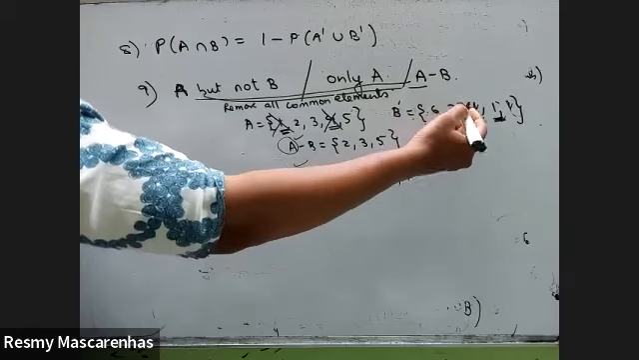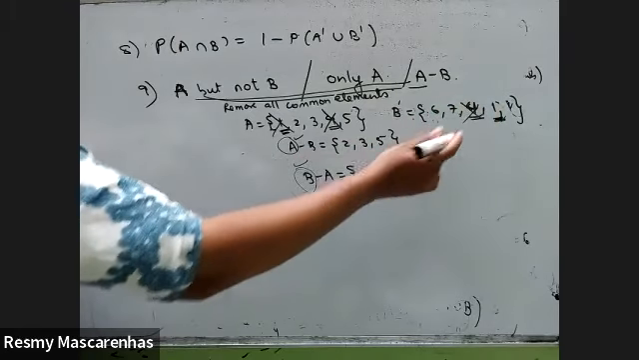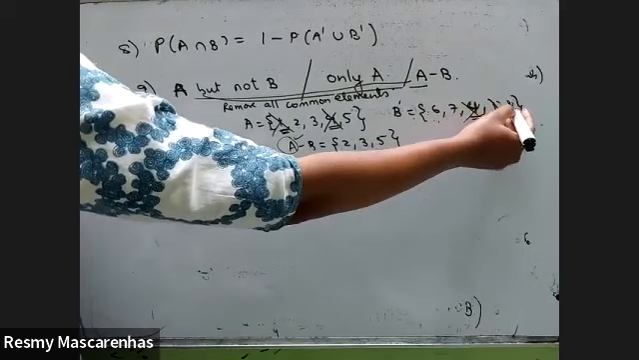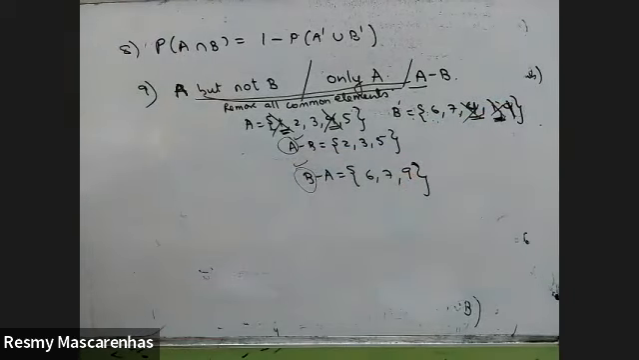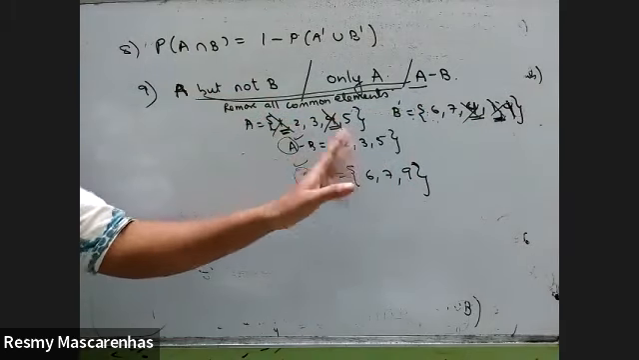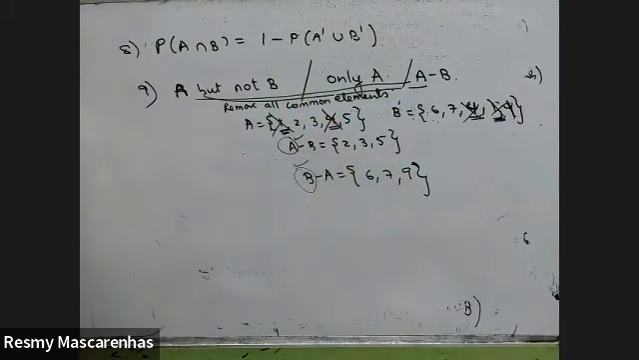So 6, 7, and 9. Whatever it shares in common with A will be removed and the remaining things will be left. This is in terms of normal sets, as given. In terms of formula, we'll try to see now.